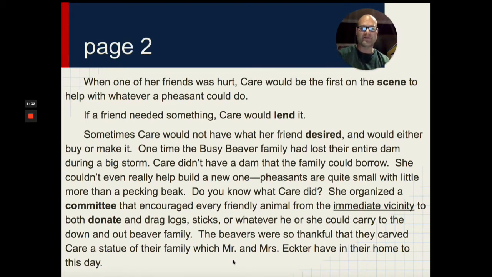the beaver family lived, to both donate and drag logs, sticks, or whatever he or she could carry to the down-and-out beaver family. The beavers were so thankful that they carved Care a statue of their family, which Mr. and Mrs. Ector have in their home to this day.